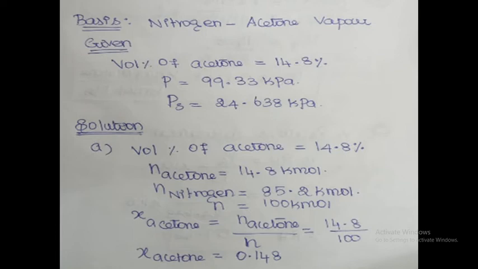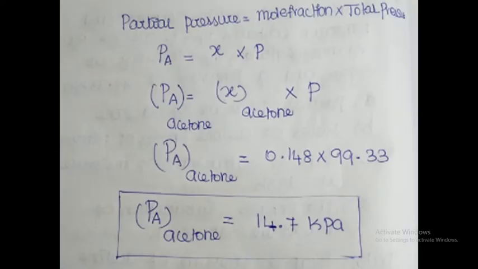Now we are going to calculate the mole fraction of acetone. What is the formula? Individual moles of acetone divided by total moles. Individual moles of acetone is 14.8, total moles is equal to 100. Finally we get the mole fraction of acetone equal to 0.148.